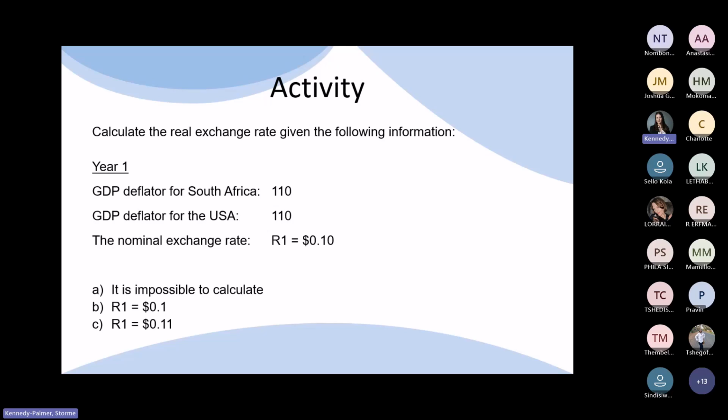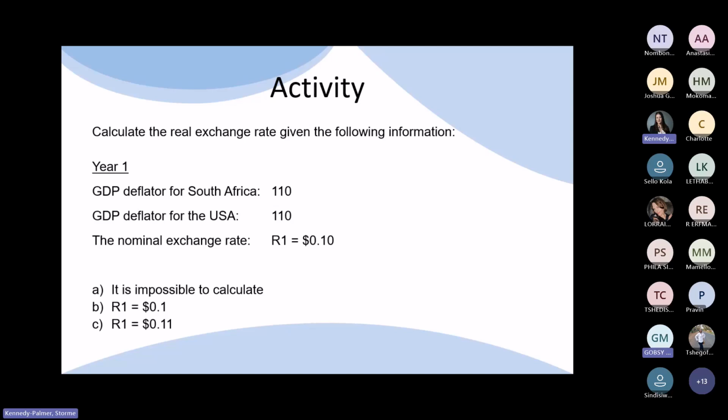Okay, perfect. But sorry, can I disturb? Sorry, Miss Kennedy, I just want to ask something. In order for us to calculate this, are there any formulas that we work with? Can you please assist me with that, because I'm a bit lost.